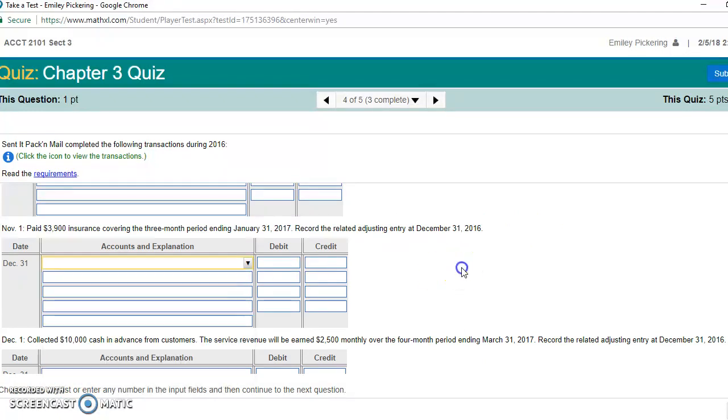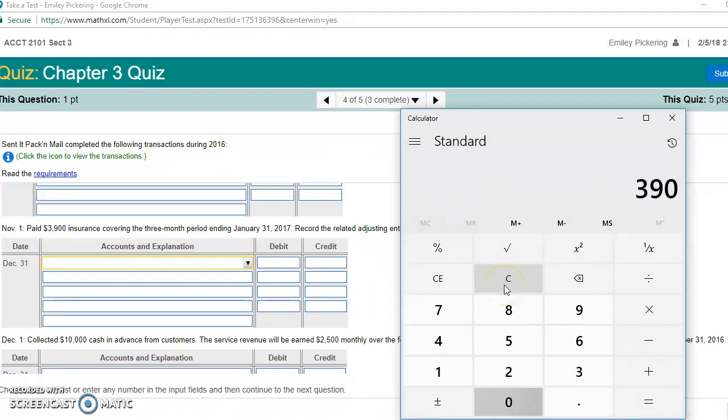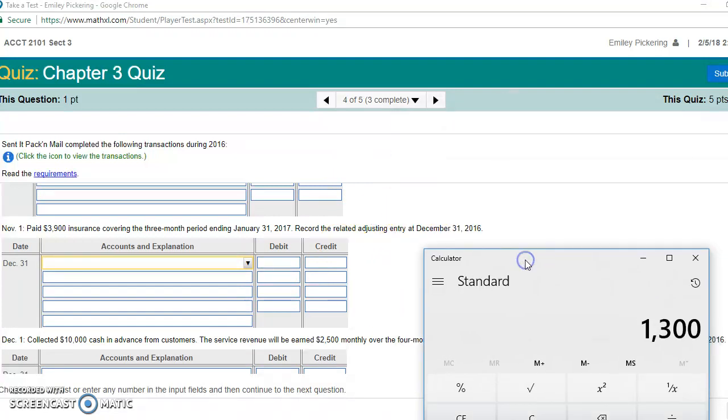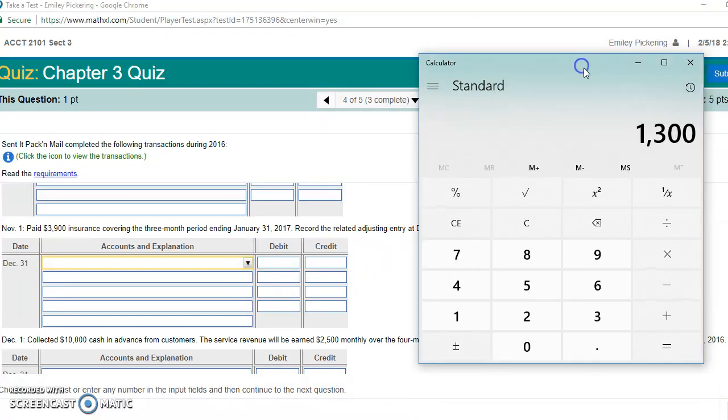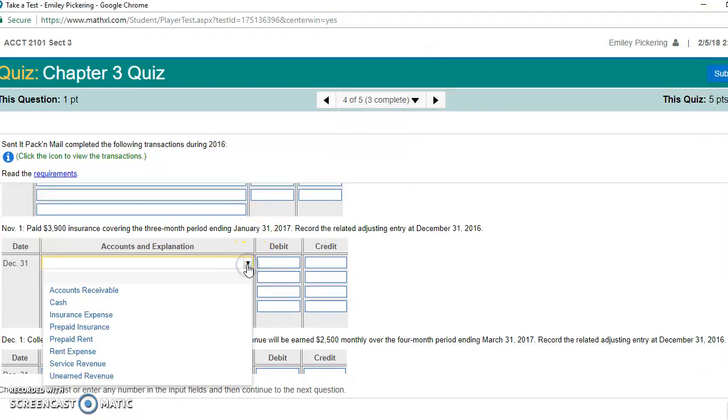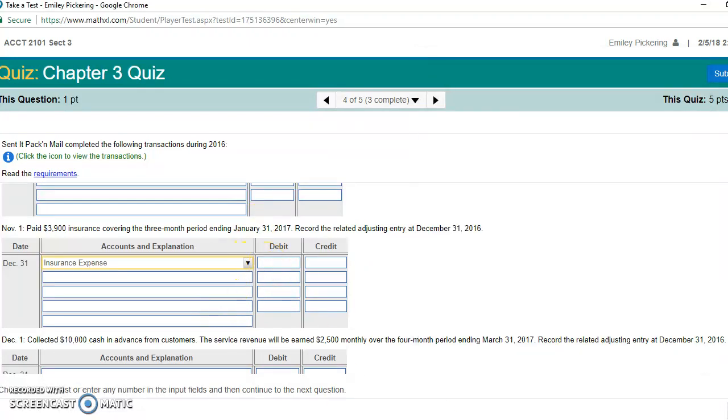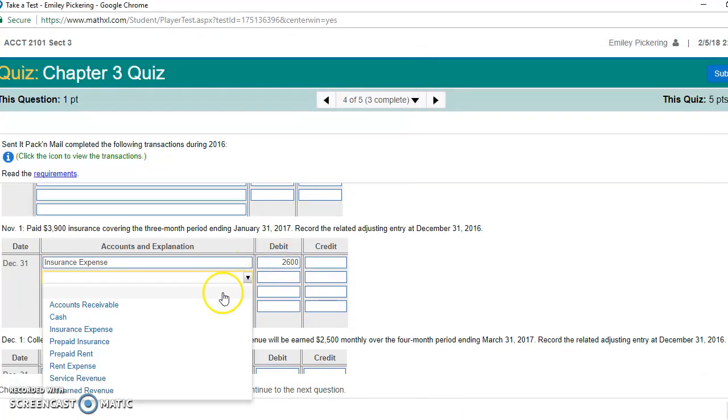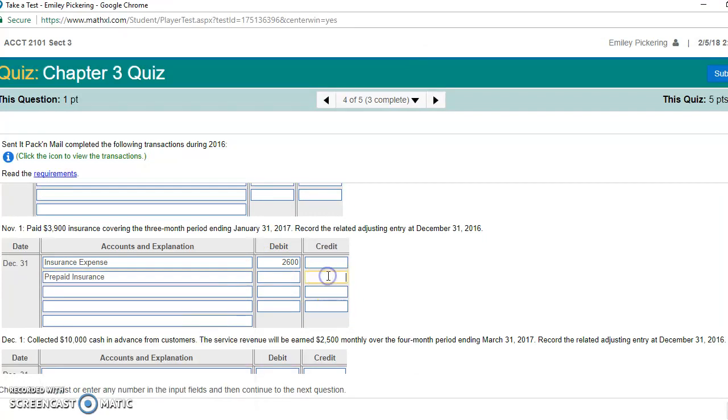So then the next one is our insurance. Okay, so we had $3,900 of insurance covering 3 months. So $1,300 a month, ending January 31st. So it looks like as of December, we had 2 months worth that we used. So 2,600. So I'm going to have insurance expense of 2,600. And I'm going to lower my prepaid insurance by 2,600.